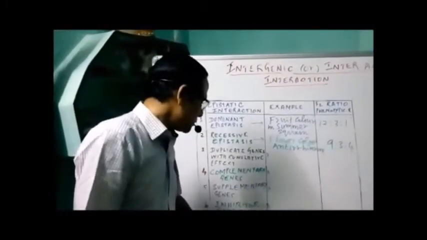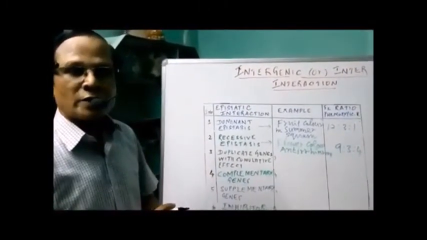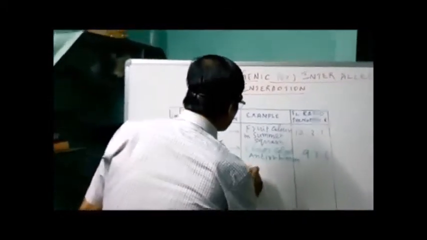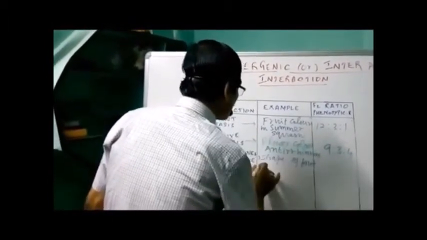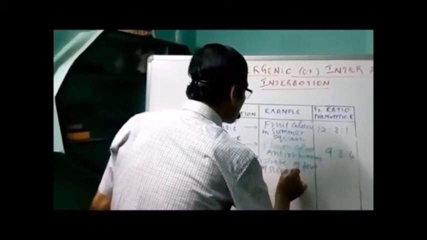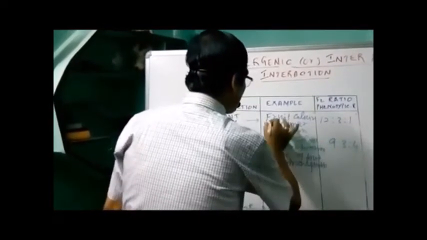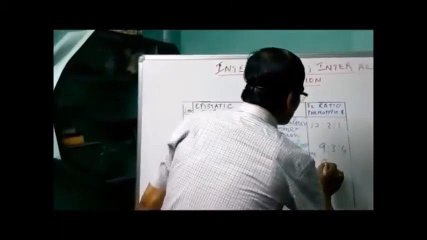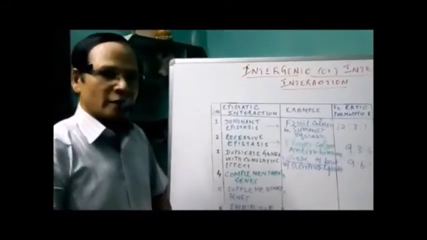The next one is duplicate genes with the cumulative effect. Here we are taking the shape of the fruit of summer squash. The same plant, but the first time we took the fruit color, and here we are taking the fruit shape. Here we get the ratio 9:6:1. So this is the case of duplicate genes with cumulative effect.